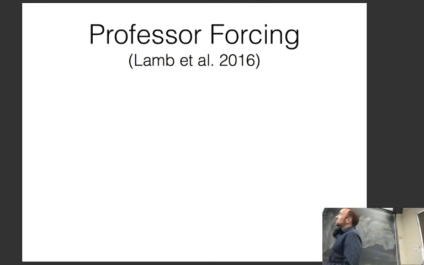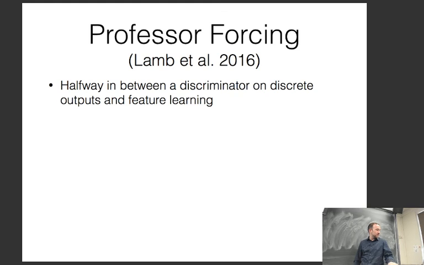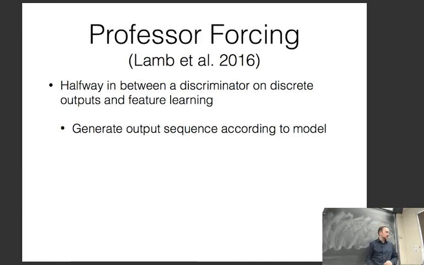This method is very much a mix between adversarial objectives on the outputs and adversarial objectives on the features. I think it's a kind of clever idea also, and it gets around the problem of having to make discrete decisions in your output generation. It's halfway between a discriminator on discrete outputs and feature learning. The basic idea is for when you want to generate a sequence of tokens, like in text generation or machine translation or whatever.